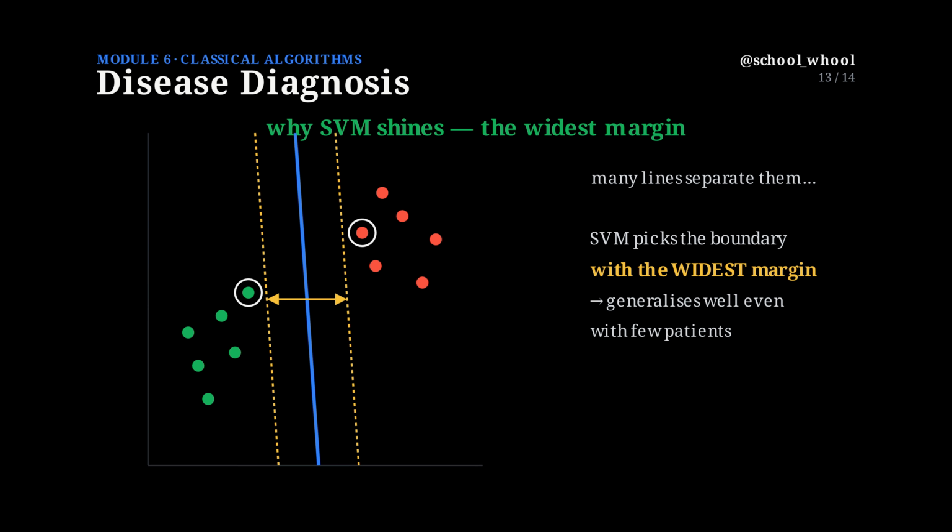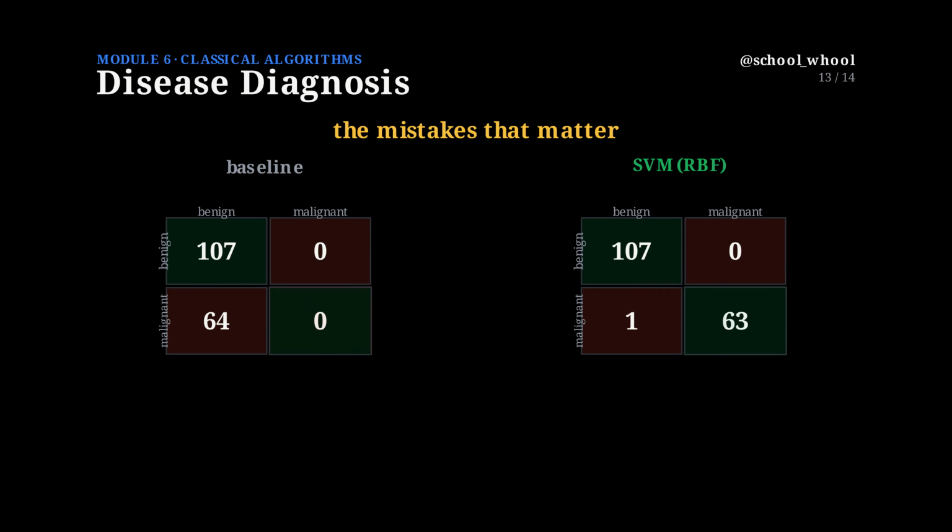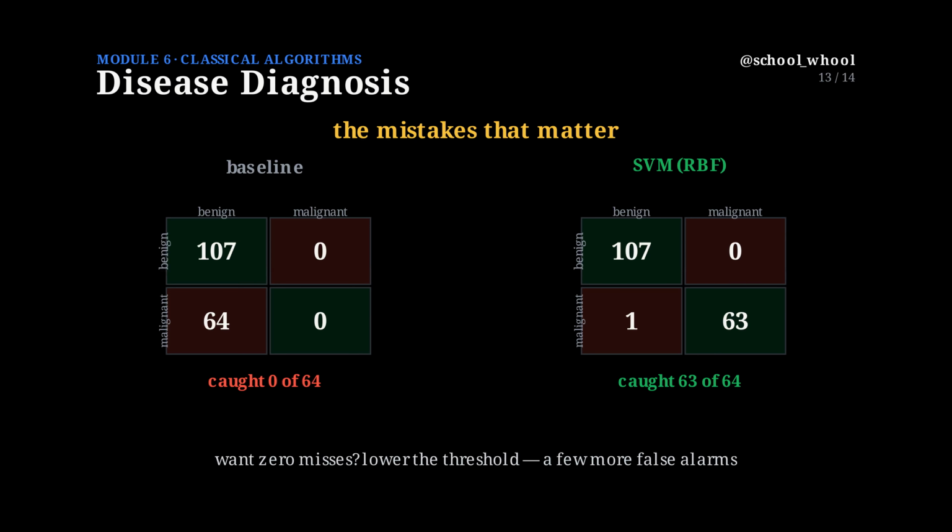Let's see the winner's mistakes directly. On the held-out patients, the baseline missed all 64 cancers. The support vector machine misses just one, catching 63 of 64. If even that one miss is unacceptable, we can lower the decision threshold to catch every cancer, at the cost of a few more false alarms. That trade, recall against precision, is a clinical judgment, made with doctors, not by the algorithm alone.